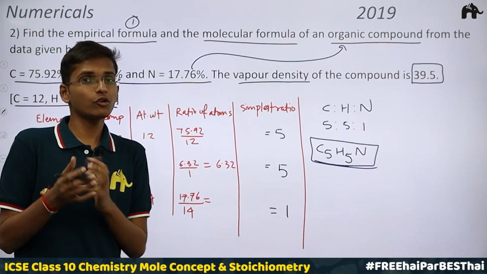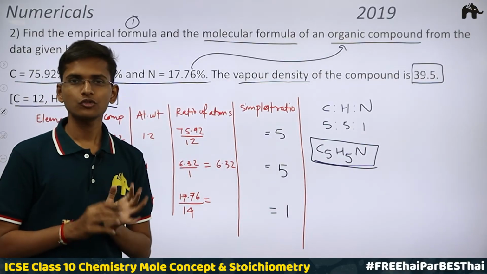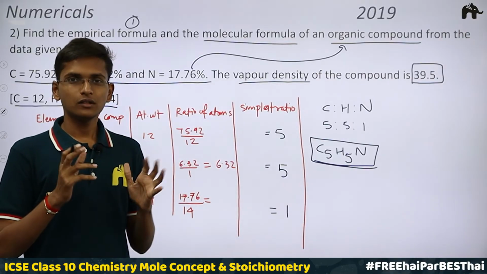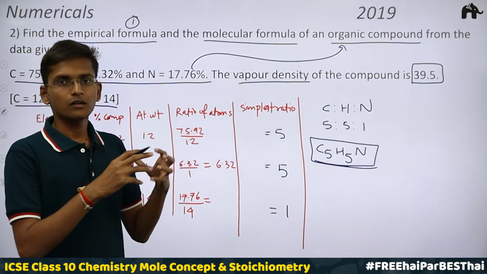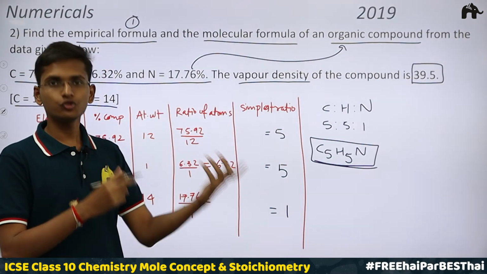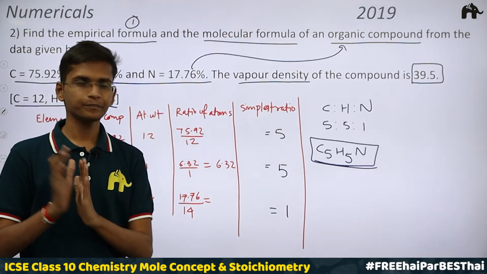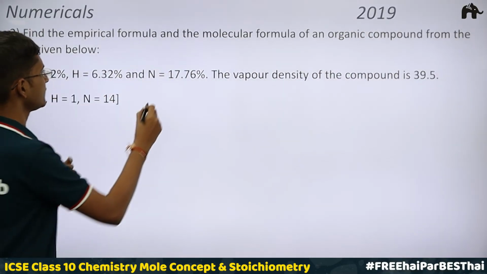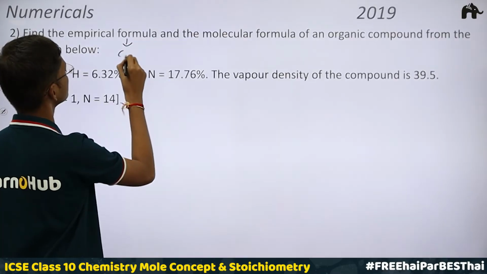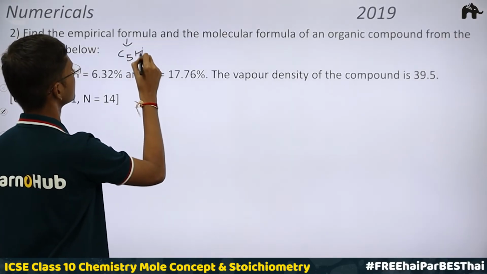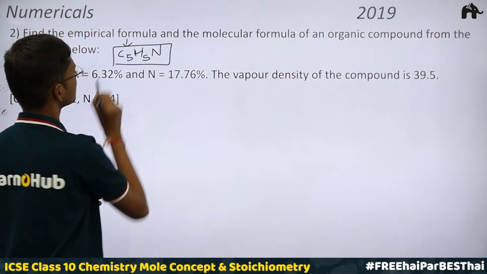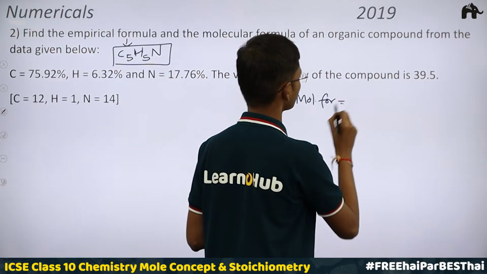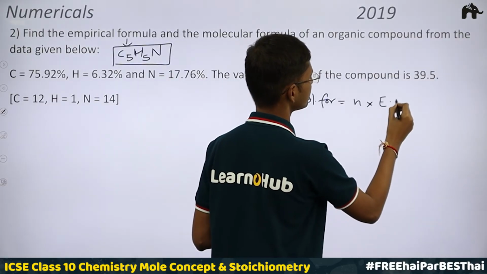Now such tricky question was asked in your exam in 2019. So that's the reason I have asked you to correlate the concepts and you have to just figure out which concept you have to use for solving the questions. Okay. So now let's move ahead to find the molecular formula. So we know that empirical formula is C5H5N, right? Now what we are going to do is, I'm just writing here the formula. Molecular formula is equal to n into empirical formula.